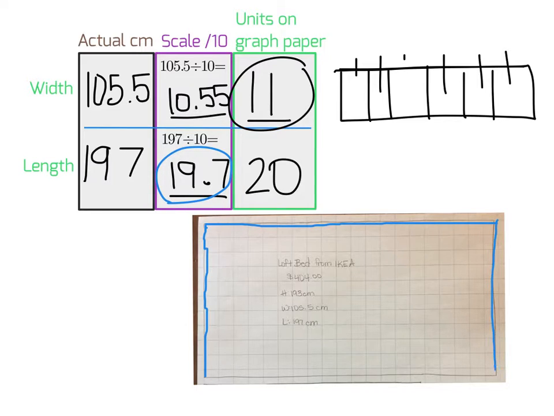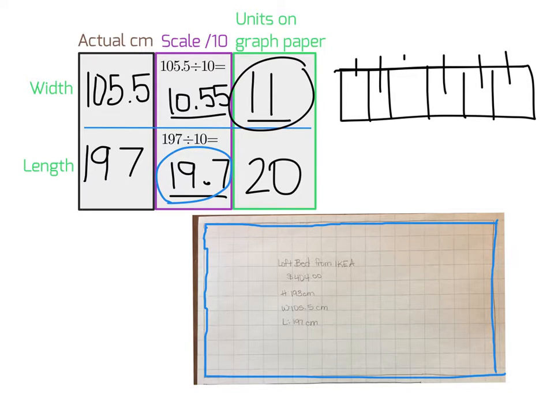My other two sides are going to be exactly the same because this is a rectangle. So that is what it's going to look like on my graph paper. My graph paper is showing what the scaled version of this is going to be. And now I can start placing these things on my big piece of paper that represents the whole room.